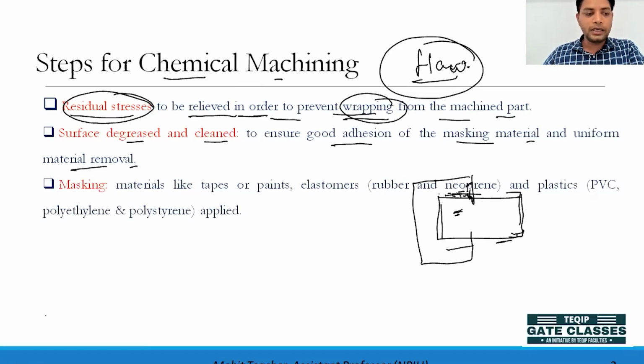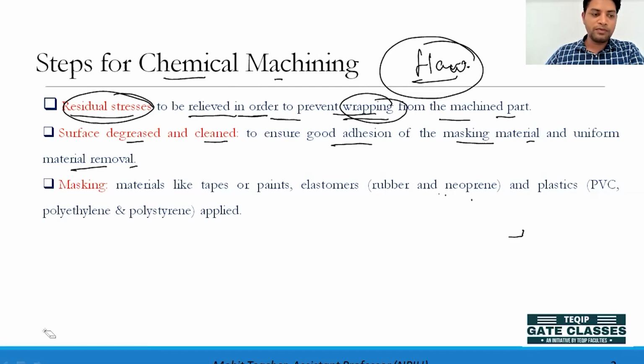So that will cause the chemical machining operation to fail. That's why we are using this step.